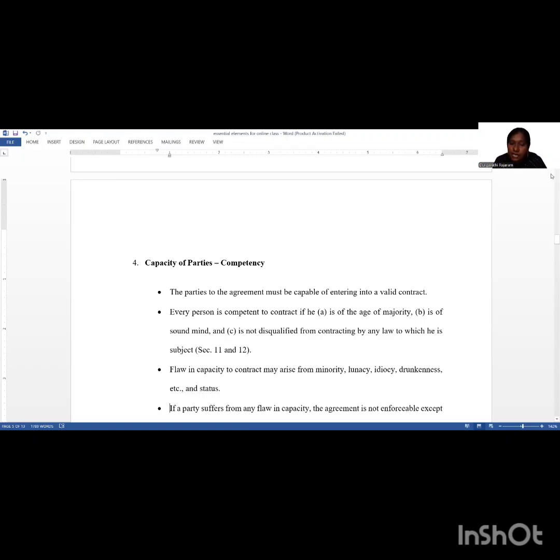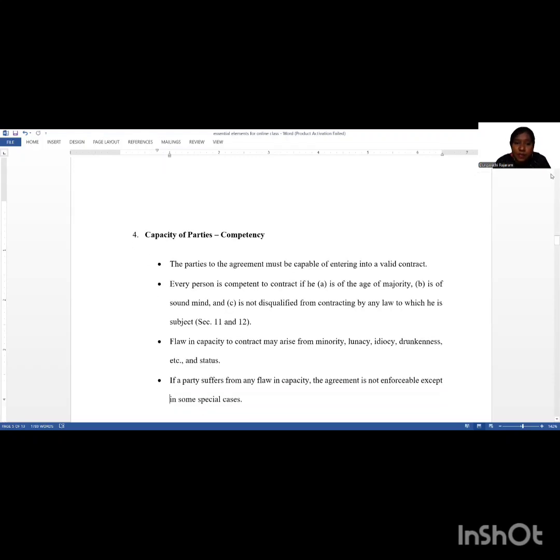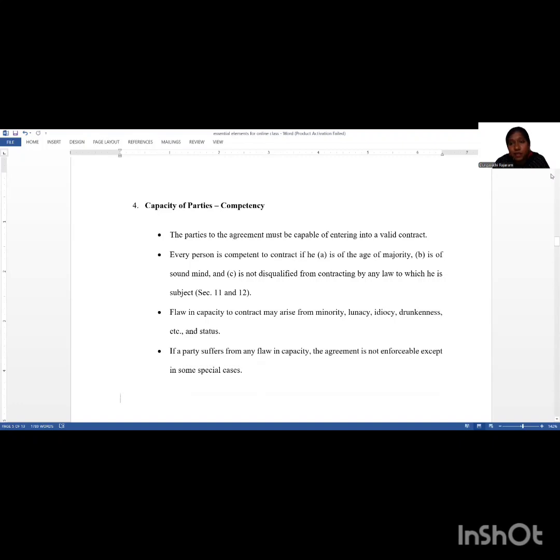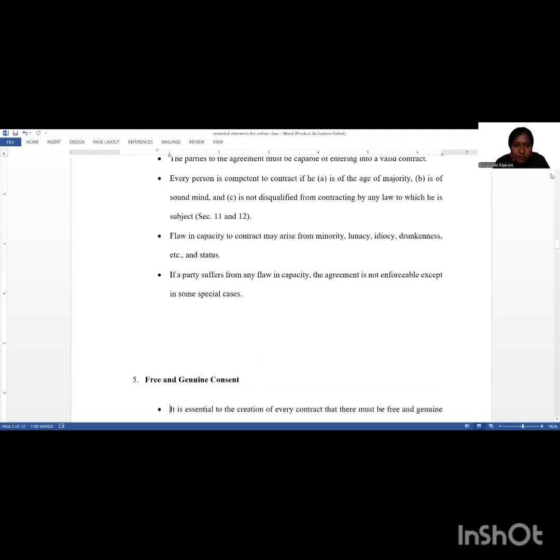Now, that is what they're telling here. The parties of the agreement must be capable of entering into a valid contract. So every person is competent to contract if he has the age of majority and a sound mind. If we have all these traits, he is eligible to form a contract. If not, no. For example, the flaws in capacity to contract, the minority, and all the things, drunkenness, all come under incapable. They are not capable of entering into the contract.